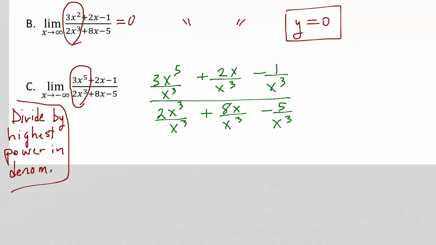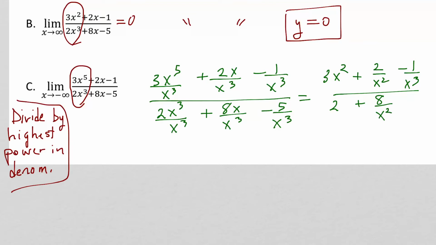Okay, now that I've done that, I examine what I have. Let's reduce it. The first term here would be 3x squared. This is going to be 2 over x squared. And this one's okay like that. This one's going to be 2. This is 8 over x squared, and 5 over x cubed.